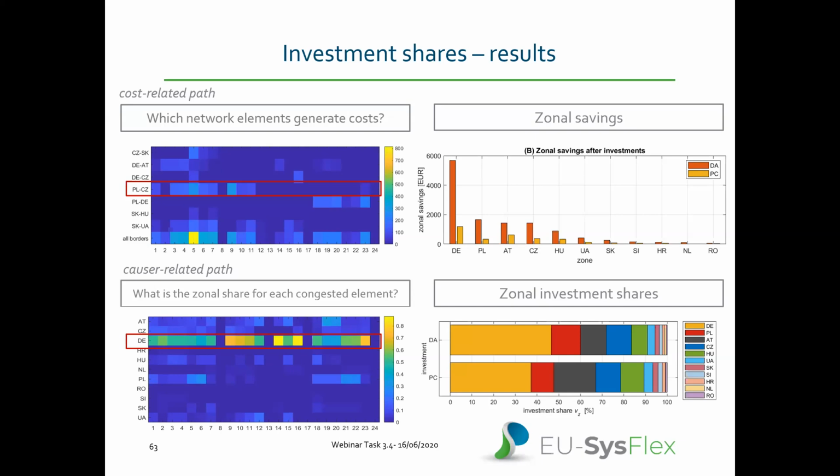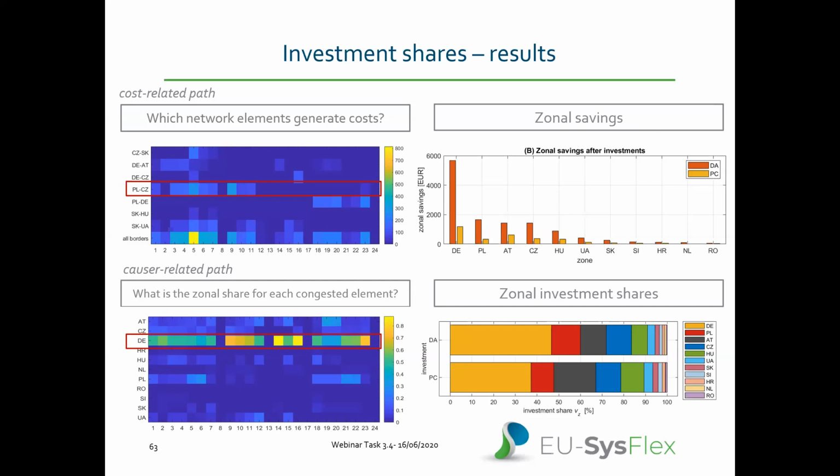Below, we have the causal related path. Here we try to answer the question: who is the main responsible party for causing the congestions? We can see that on average, Germany seems to be the most significant causer of the majority of flows in the region, and so of the overloads as well.